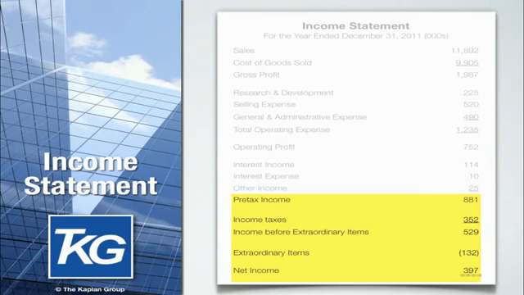In the final section of the income statement, we adjust pre-tax income for other items such as income taxes and extraordinary items. Accounting rules are very specific on what items should be recorded as extraordinary items instead of in operating or non-operating categories. Net income is calculated by subtracting income taxes from pre-tax income and adding or subtracting extraordinary items. So in this example, this company made $397,000 during the prior year on sales of $11.9 million.